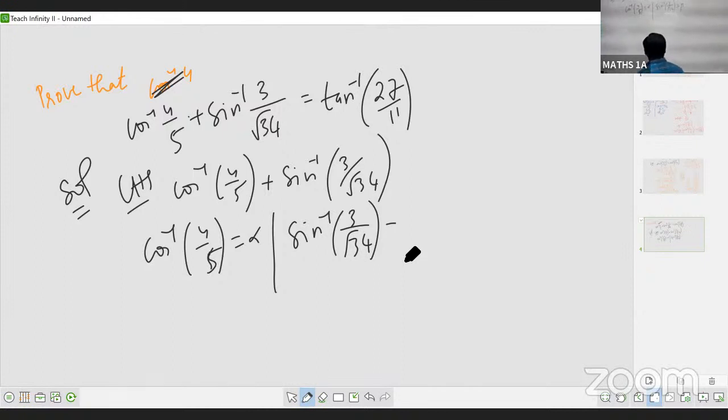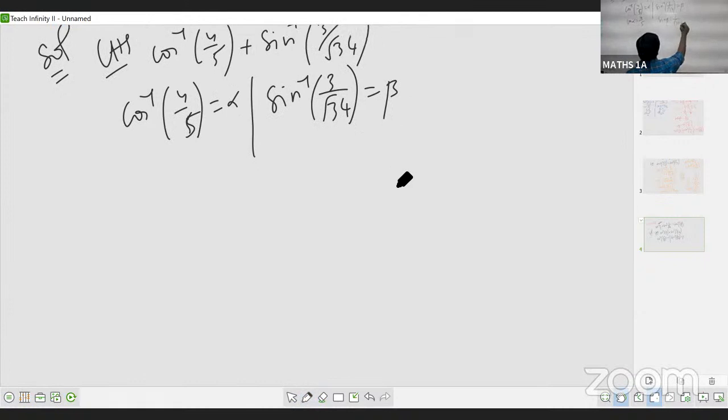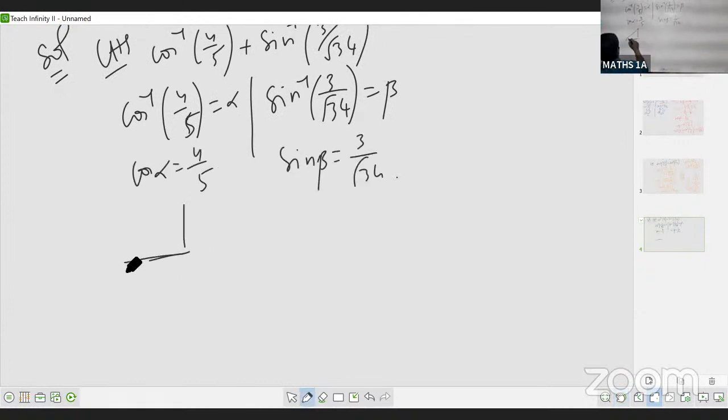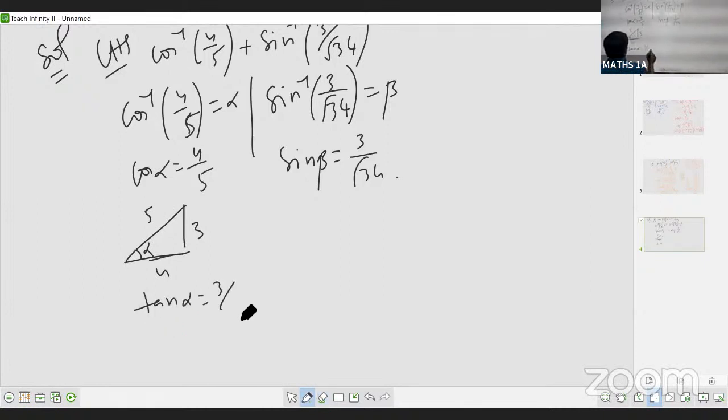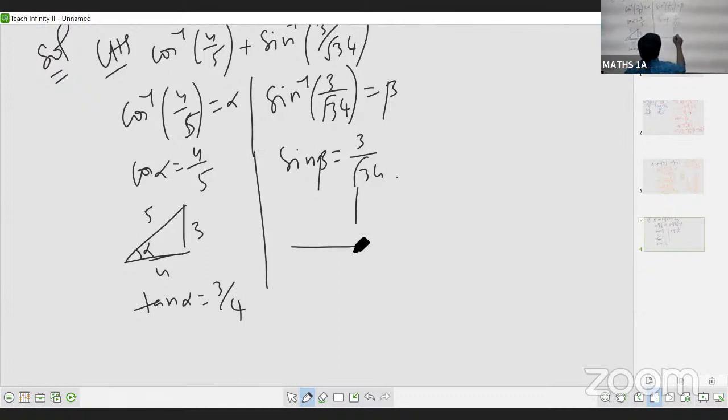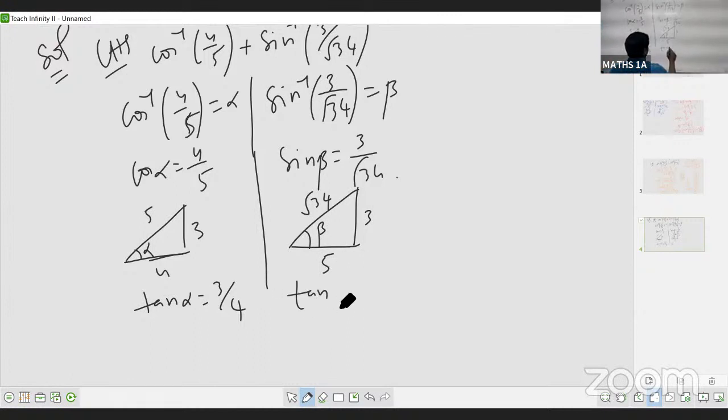Clear? That is cos alpha is 4 by 5, sin beta is 3 by root 34. So by using Pythagoras theorem for alpha, 4 by 5, this is 3, we calculate tan alpha because he is asking us to find tan, no? So tan alpha is 3 by 4. Next, by using Pythagoras theorem for beta, 3 by root 34, this is 34 minus 9, 25, then this will be 5. To calculate tan beta is 3 by 5, and 3 by 4.